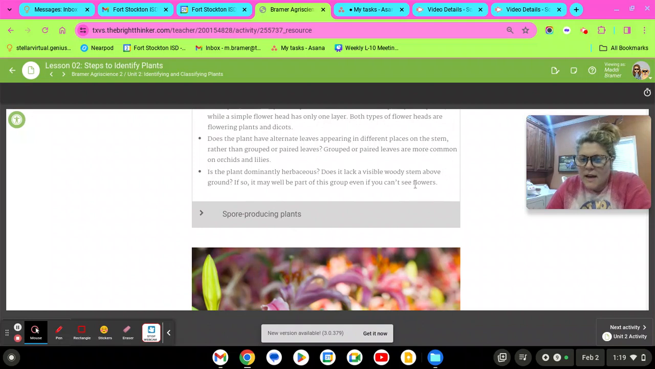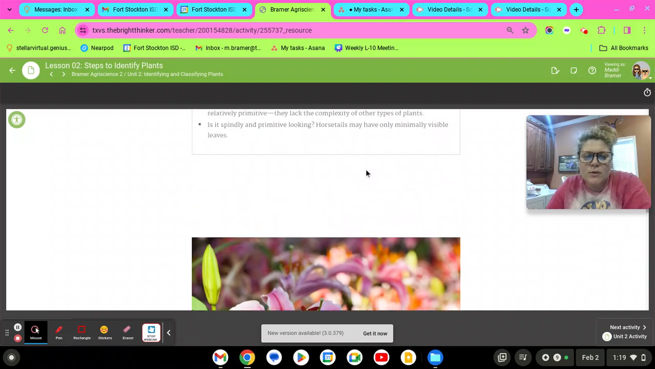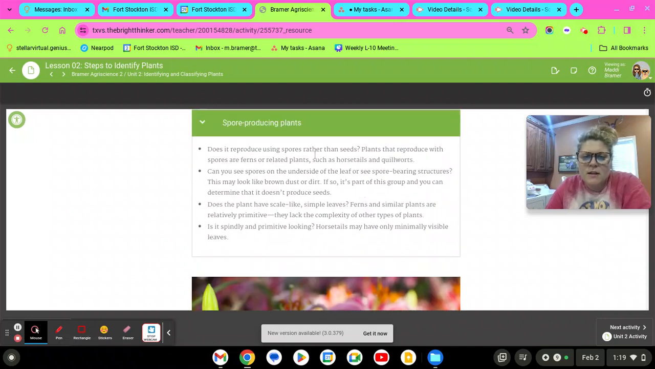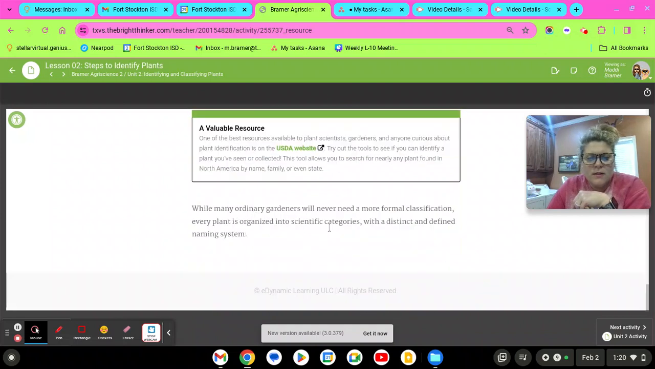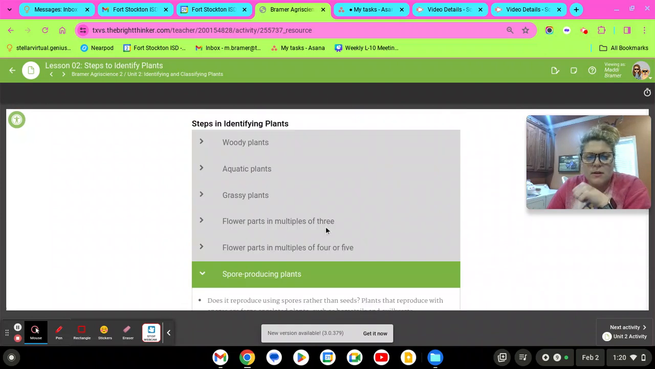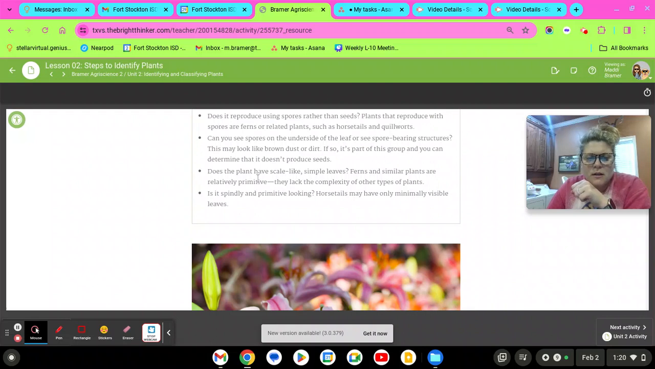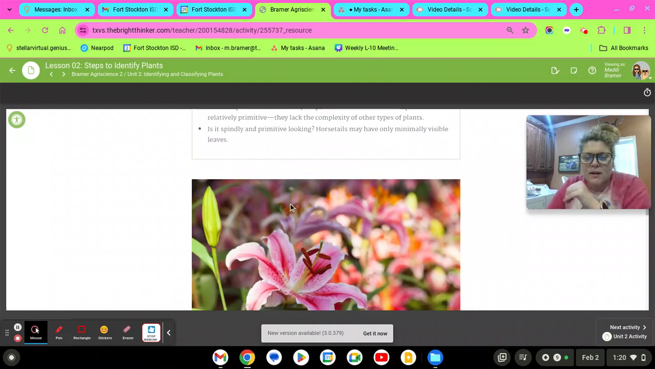So does it lack a woody stem above ground? And then spore-producing plants, some questions for those. Does it have spores rather than seeds? Think of ferns. On the back of them, they're going to have these little dots, little circles. Those are spores, okay? And I don't know if they have a picture of those. No, we'll try to find a picture of that. Does it have scale-like simple leaves? Is it spindly and primitive looking? All those go with the spores.